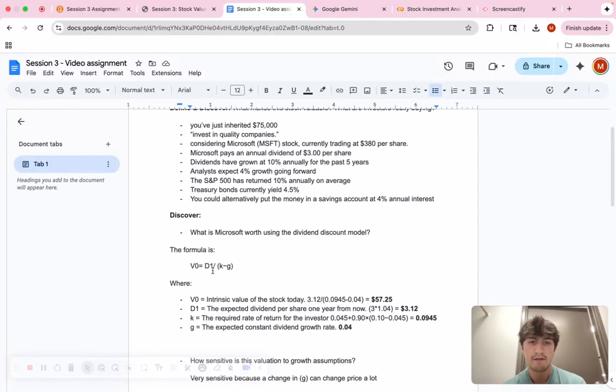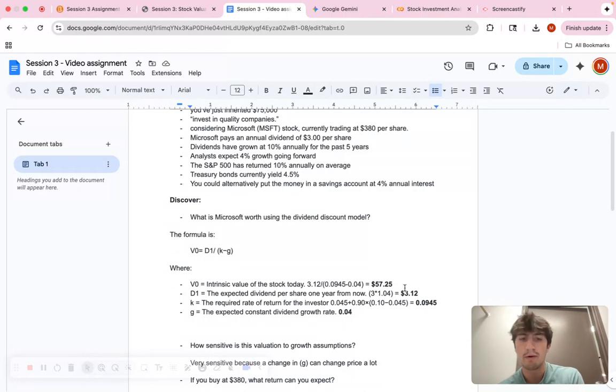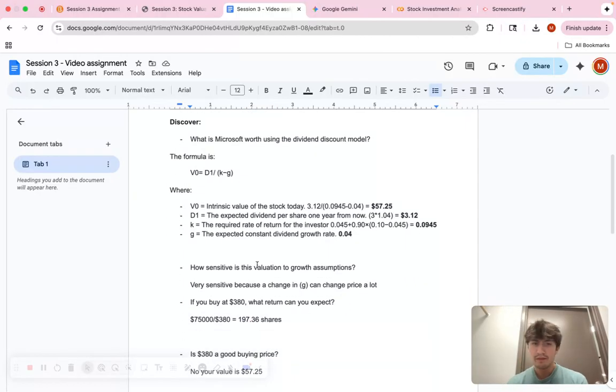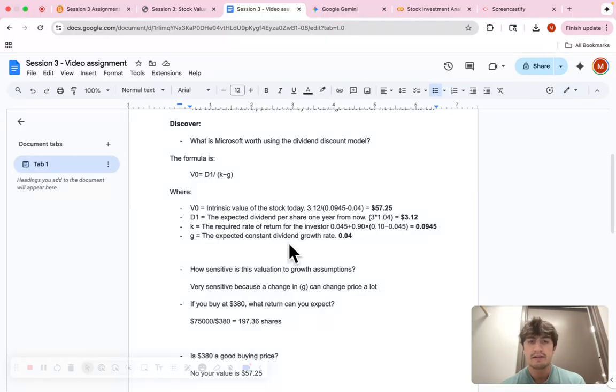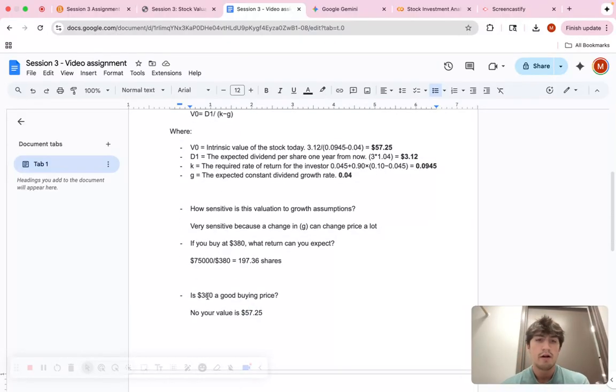So if you plug that all into the formula, you get the intrinsic value of the stock today, which is $57.25. So that's important, and keep in mind that $380 per share is what the actual price is. So it is sensitive if we're using these growth assumptions, because G, which is the expected constant dividend growth rate, if you change that, it changes the price as a whole. So I'll get to that later when we look at our Colab, but we'll move on to the next question for now and circle back to that.